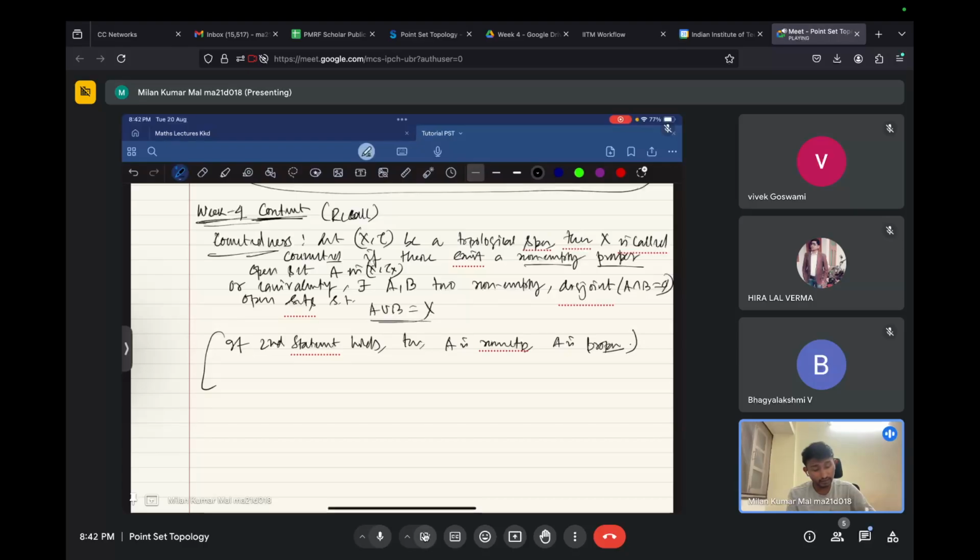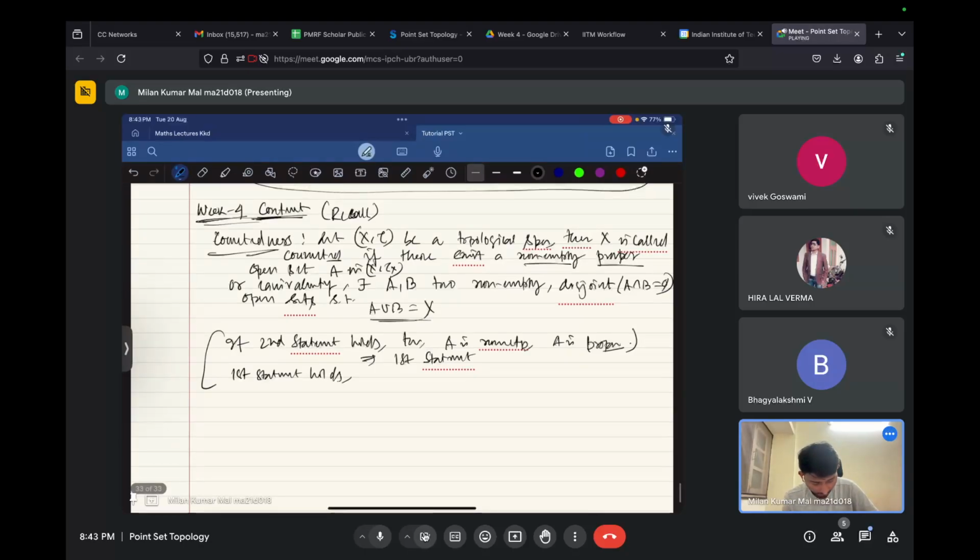So the first statement holds that if there exists a non-empty open set A, non-empty and proper, that means X minus A is again non-empty and proper.